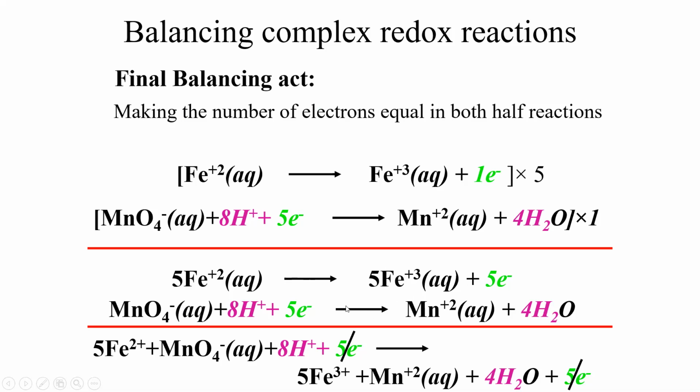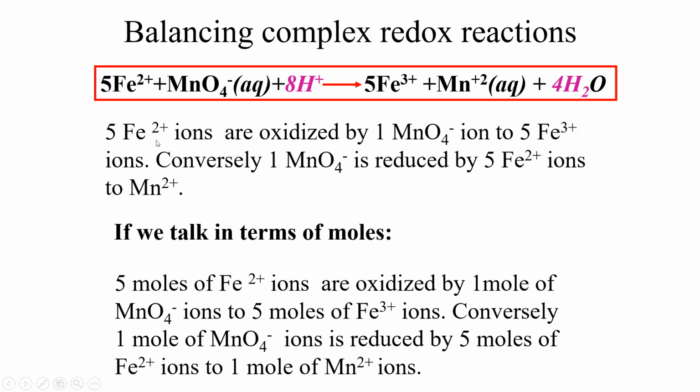And looking at this now, we can conveniently knock off the 5 electrons on both reactant and product side of the equation. And we now have our final equation having this. So we can see here now that we have 5 moles of iron 2 oxidized by 1 mole of potassium permanganate to give us 5 moles of iron 3 and 1 mole of manganese 2. And this is the full equation. So in terms of moles, 5 moles of iron 2 are oxidized by 1 mole of KMnO4.